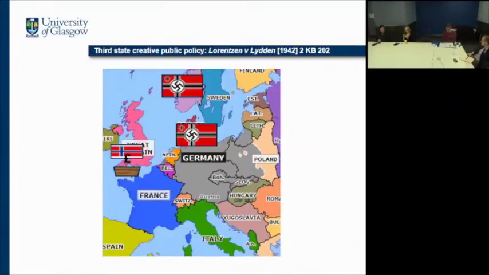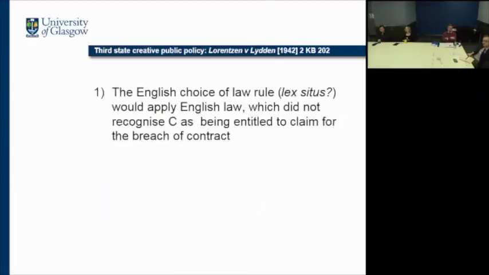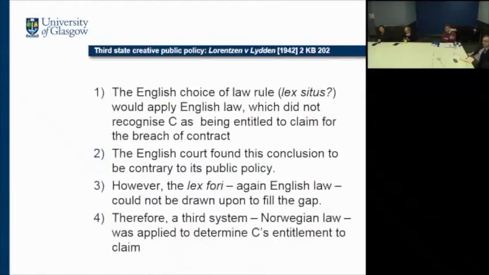The judge, Mr. Justice Atkinson, rejected all that and allowed the curator to recover the claim there. And his reasoning, if you can call it that, was essentially mapped onto these 4 points. First, the English choice of law rule, the lex situs rule, he thought, would apply English law. And English law didn't recognise that the curator could claim for the breach of contract here.